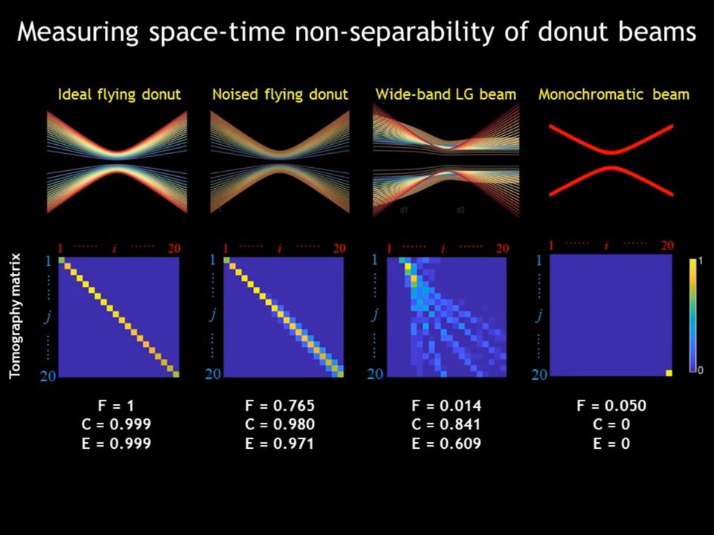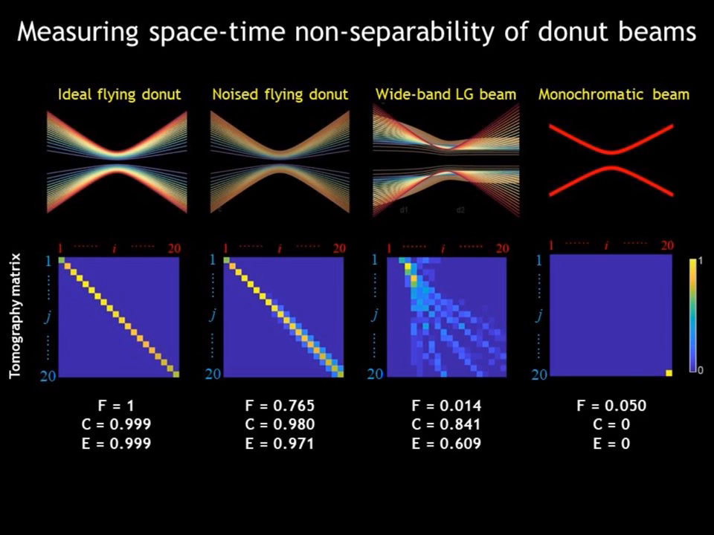Here are the results for an ideal flying donut, a flying donut with noise, the wideband LG beam and the monochromatic LG beam. The perfect flying donut is set as the ideal case, so the fidelity is 1. And after adding some noise onto the flying donut, the fidelity decreases to 0.6. That means there is still some isodiffracting effect, but with some deviations.